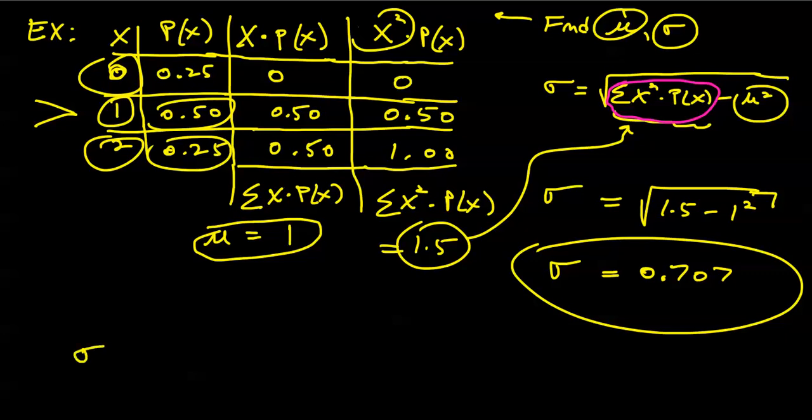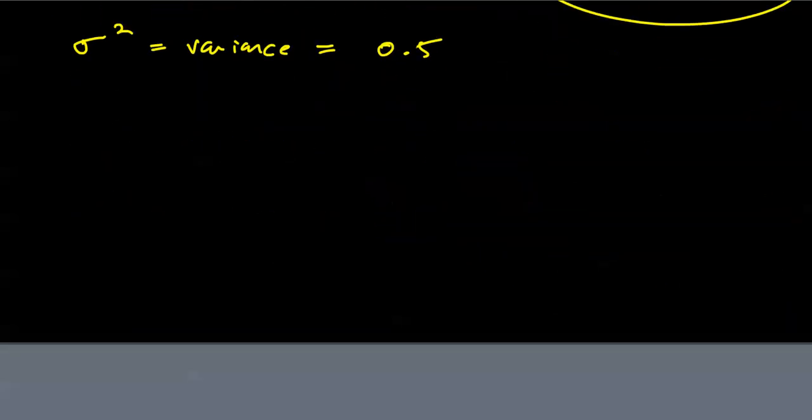Alright, the book may sometimes ask us for the variance. And again, variance doesn't really have its own symbol. It's simply the square of the standard deviation. Well, this variance will then be 0.707 squared, or 0.5 for this example. Okay? Now let's try another one. Get a fresh screen here.